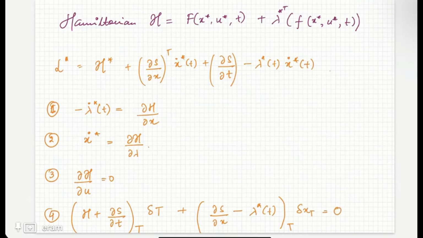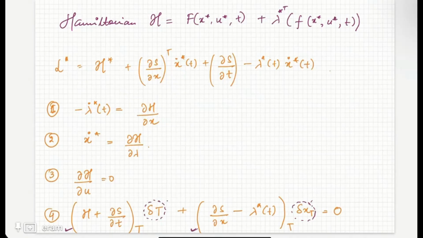This equals to 0. Now when we have this t as fixed, this goes to 0. When we have final state value at final time t fixed, then this also goes to 0. Otherwise, when these two are free, then its coefficient must go to 0 in order to have the variation of j to be 0 at the optimal solution. Okay.